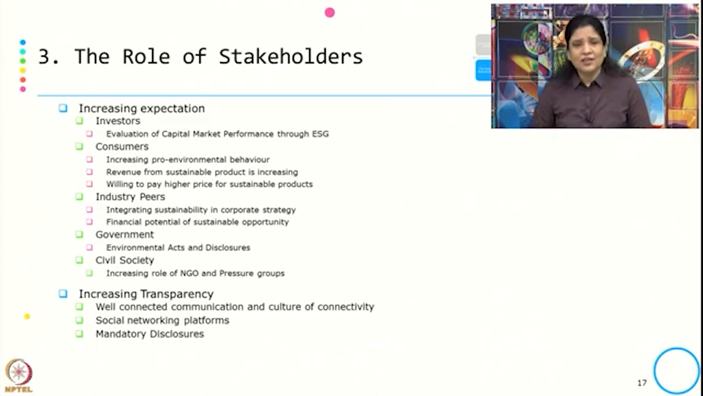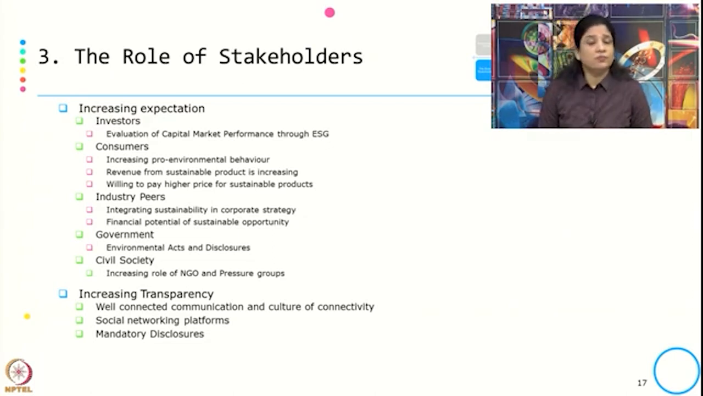Then the increasing expectation by consumers playing their role: there is an increase in pro-environmental behavior, revenue from sustainable products is increasing, and consumers are willing to pay a higher price for sustainable products. So if it is a sustainable product, you will find that consumers are ready to pay more, and there is a significant increase in the pro-environmental behavior of the consumer.